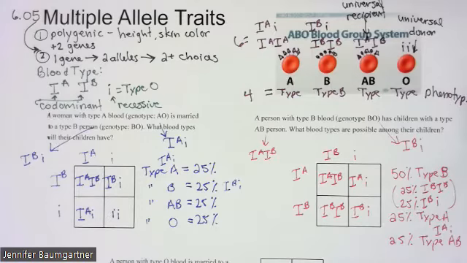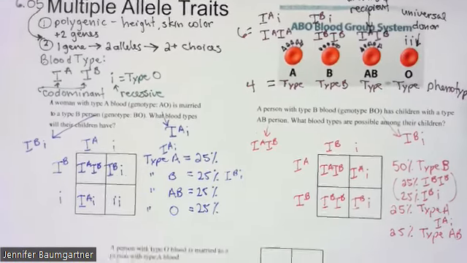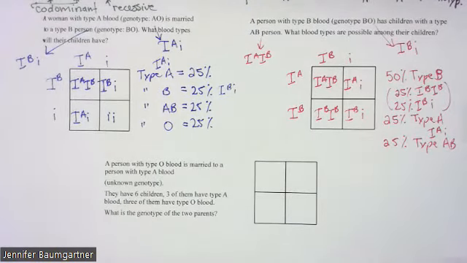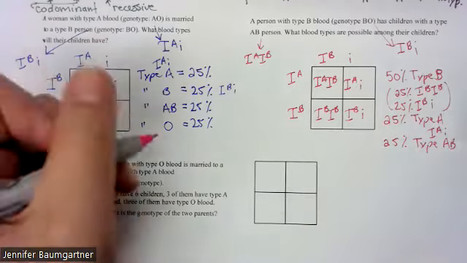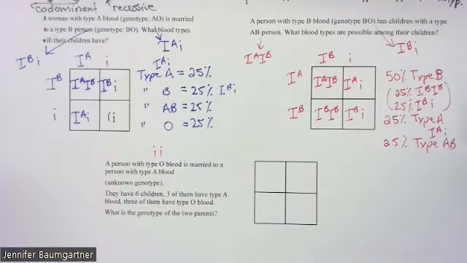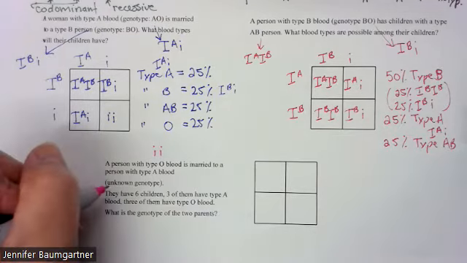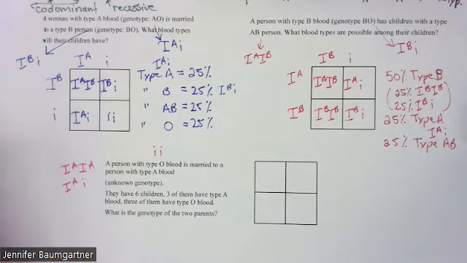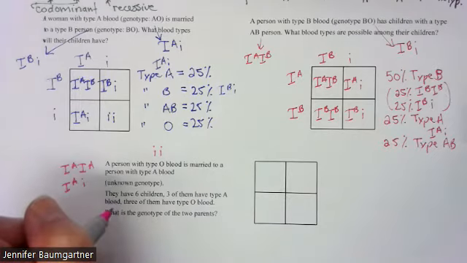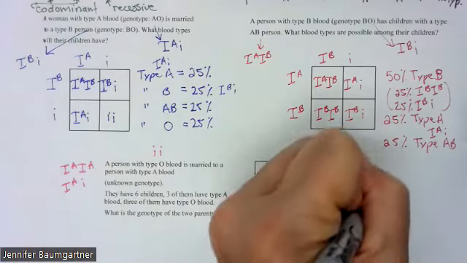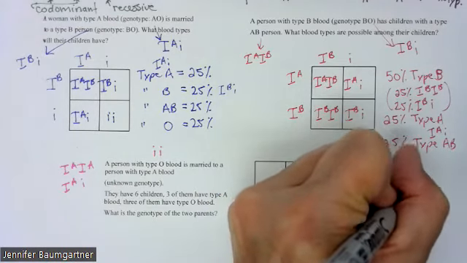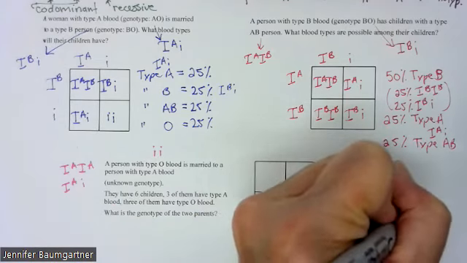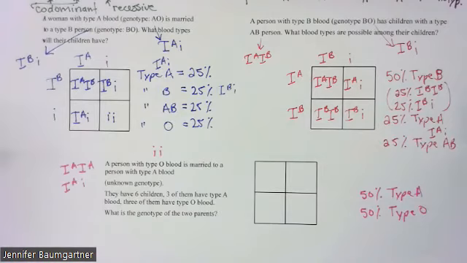So let's go ahead and do one more practice problem. So I'm going to go ahead and slide my camera down. Go ahead and pause the video and see how you do with this. Okay, a person with type O blood, so they're going to be homozygous recessive, is married to a person with type A blood, unknown genotype. So they're either type A, or AI. They have 6 children. 3 of them have type A. So we have 50%. So our offspring over here, we have 50% type A. And 3 of them have type O, 50% type O. What is the genotype of the 2 parents?